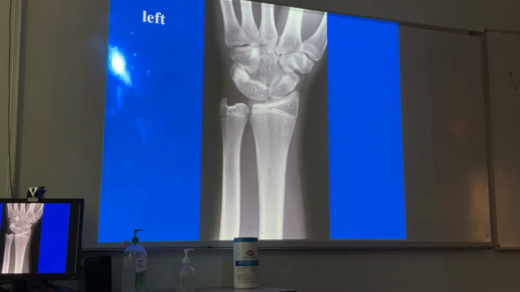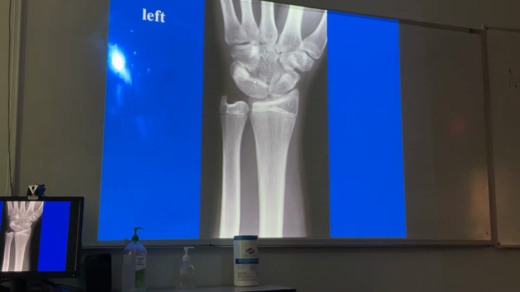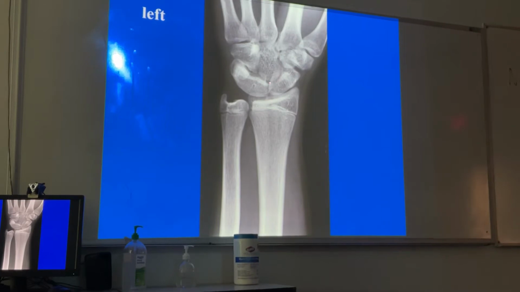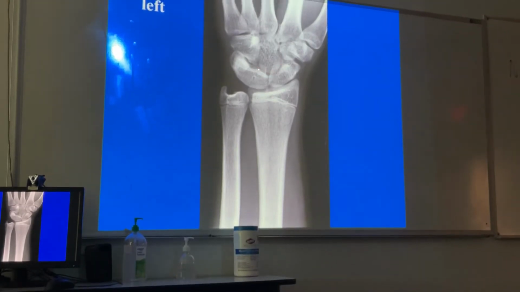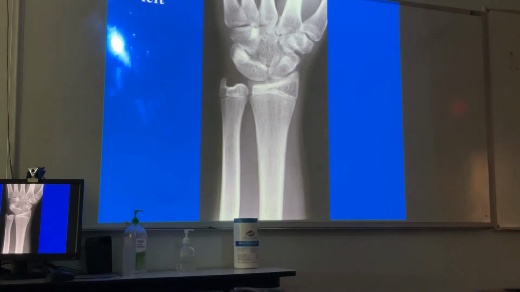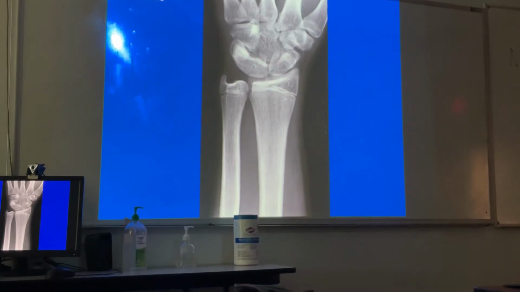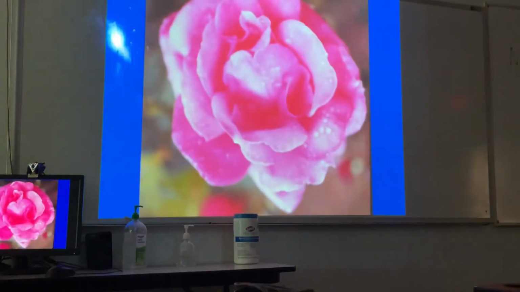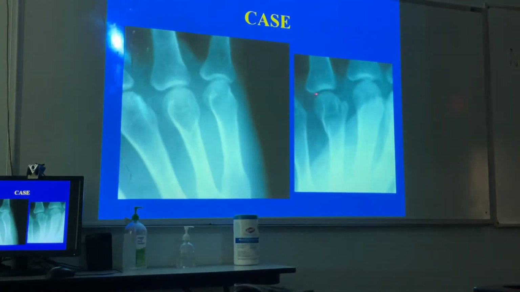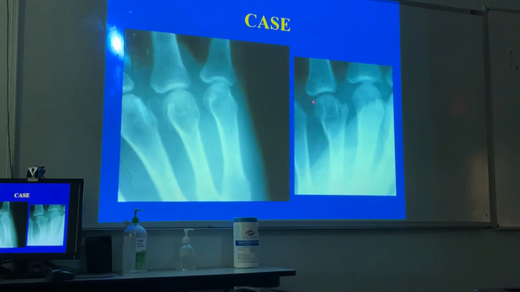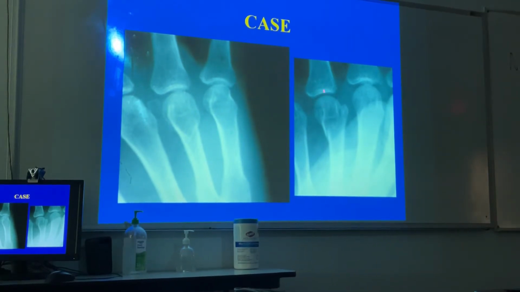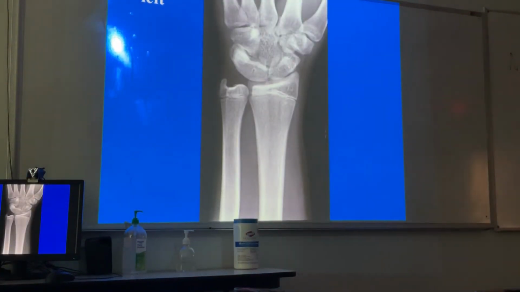Scaphoid. Lunate. Pisiform. Okay, so what's this radiolucency? Forget the name of it. Well, that's the capitate, what's the radiolucency? If you look at this area, the radiolucency. This is the bone, this is the bone, this is the bone, this is the bone, what's between the bones? Joint space. Scaphoid, lunate.